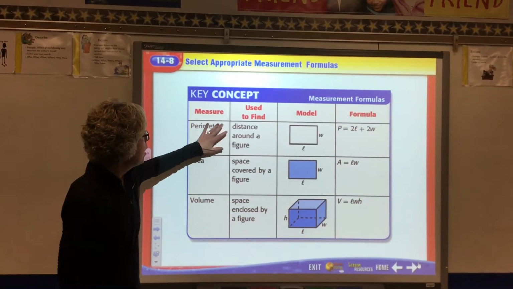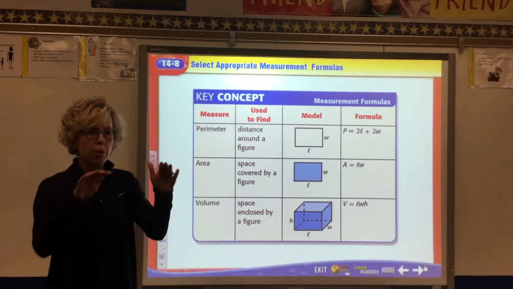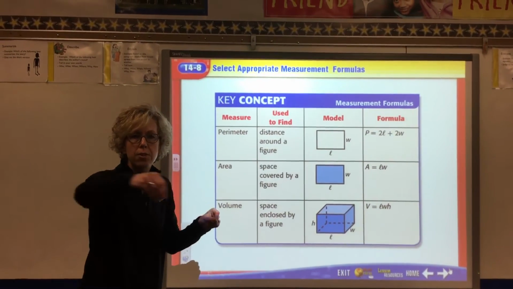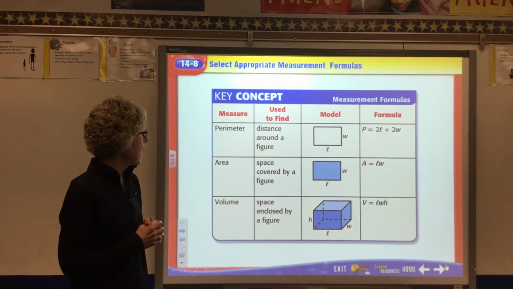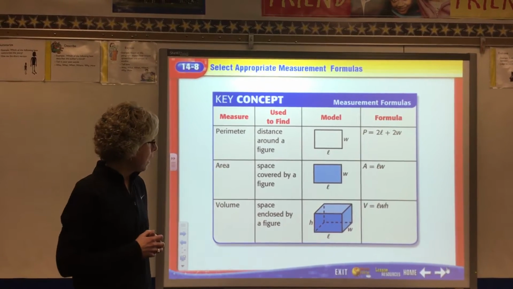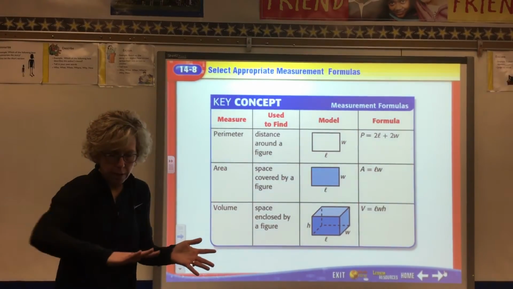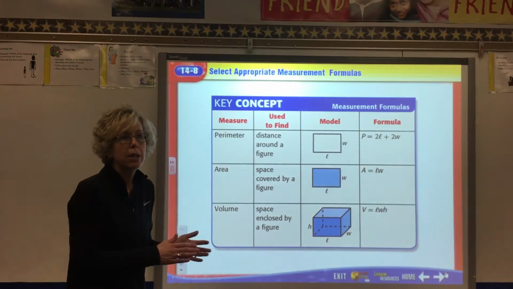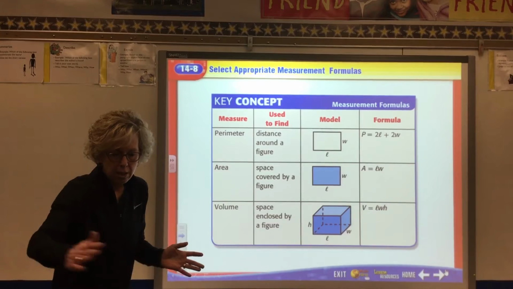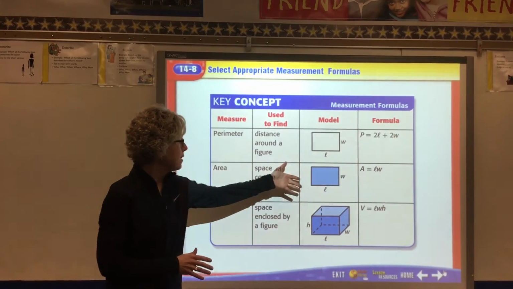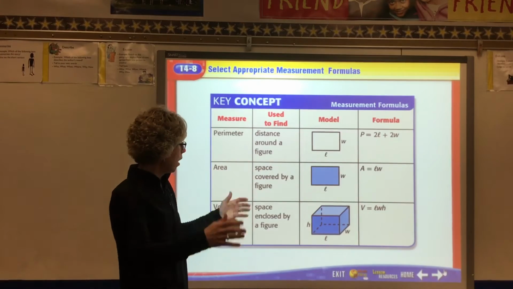Remember, perimeter, you might need to find perimeter when you are framing a picture, when you're putting fence around your garden, things like that. Area, we talked about that, where you might find the area if you're laying carpet and you want to fill that whole area. If you're putting down sod and you want to fill that area. If you're painting, you might find area of a wall.